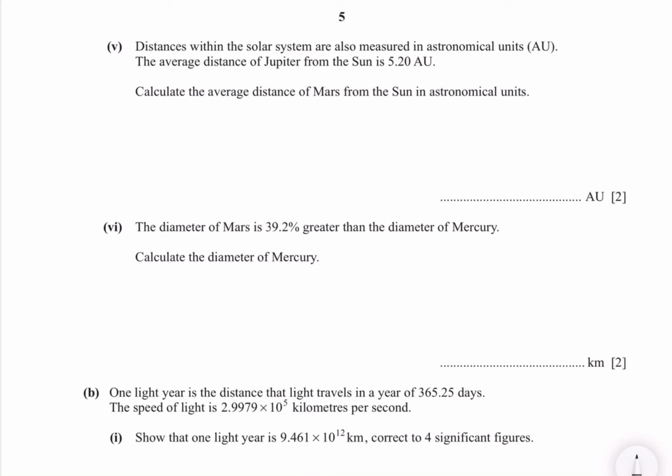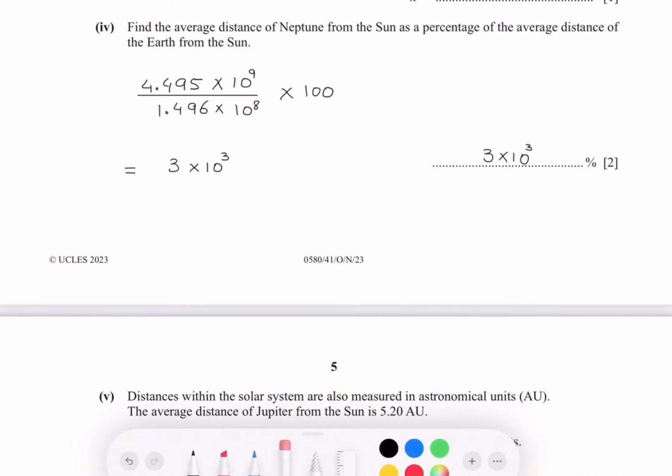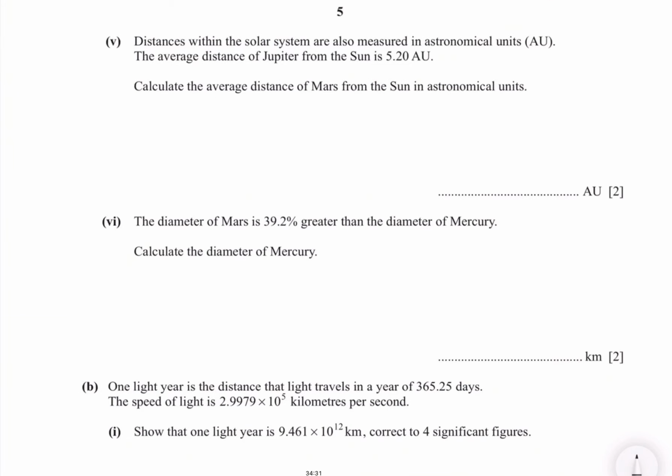Distances within the solar system are also measured in astronomical unit AU. Average distance of Jupiter from Sun is 5.2 AU. Calculate the average distance of Mars from the Sun in astronomical unit. Okay, let me correct this one. This is 3000, not 3. Okay, come back to this part.